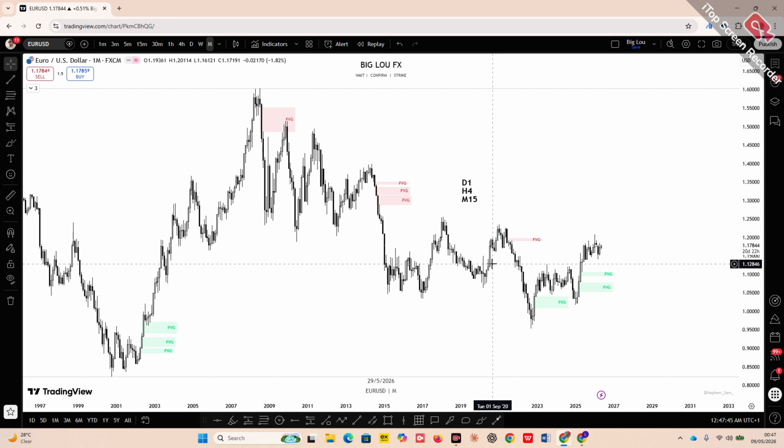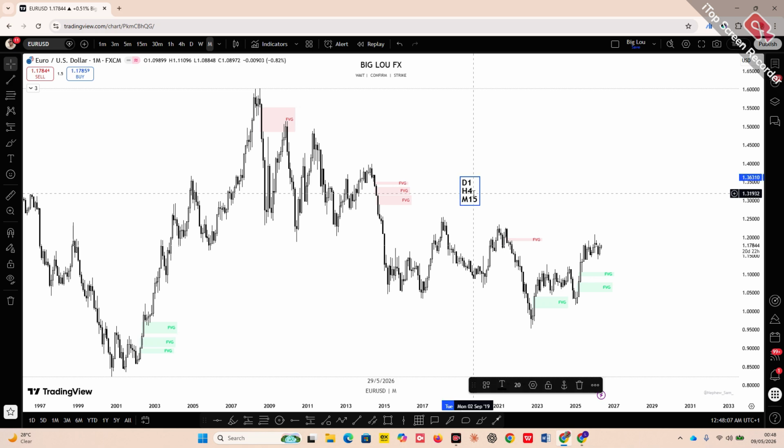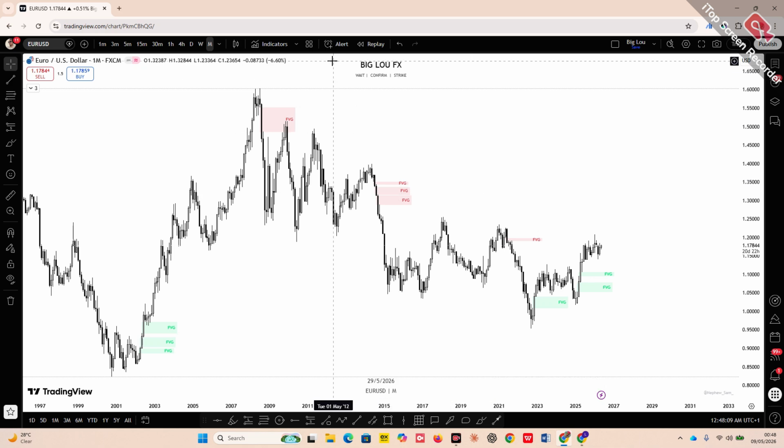So in this analysis we're going to do now, we're going to focus more on the daily for the bias and the H4 for structure. And I'm also going to use H4 for limit order entries. Remember, I told you that going low to M15 is for confirmation entries. So in H4 you can set limit order entries. So let's quickly get started.